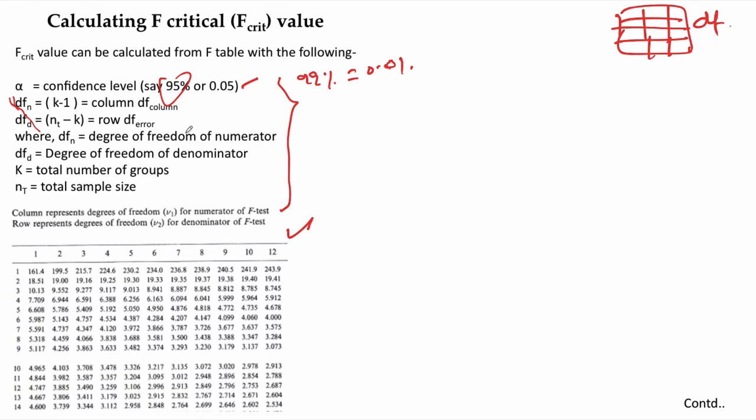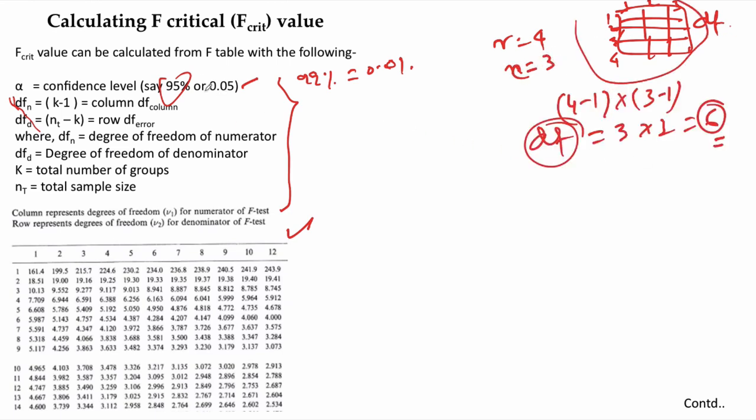Not only that, let's take an example. I said that the critical value can be calculated with the help of alpha and the degree of freedom. So let's take an example. Previously, whatever example we gave, like 1 2 3 and 1 2 3 4 for example purposes, so row equals 4 and column equals 3. And I'm considering the 95% confidence level, which is 0.05.